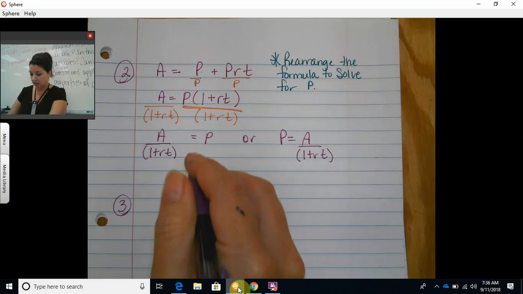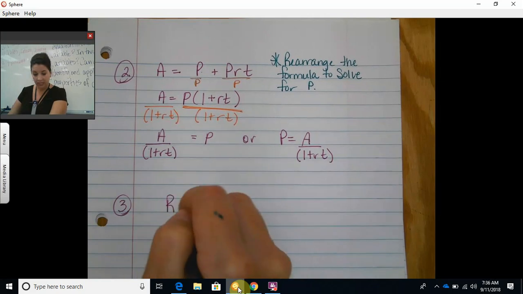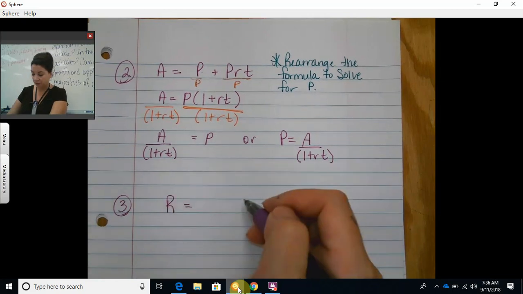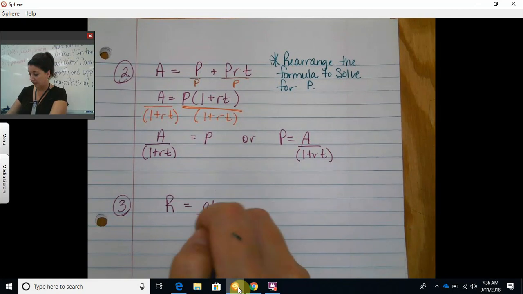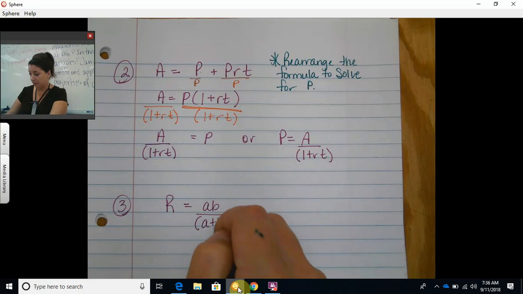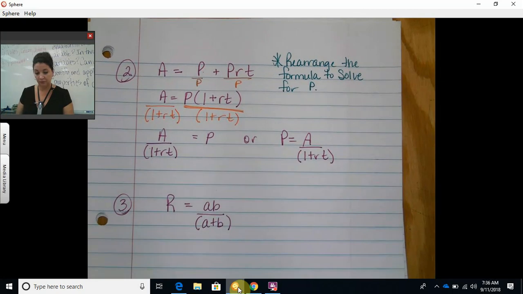We have R equals AB divided by A plus B. And I want to rearrange the formula to solve for B.